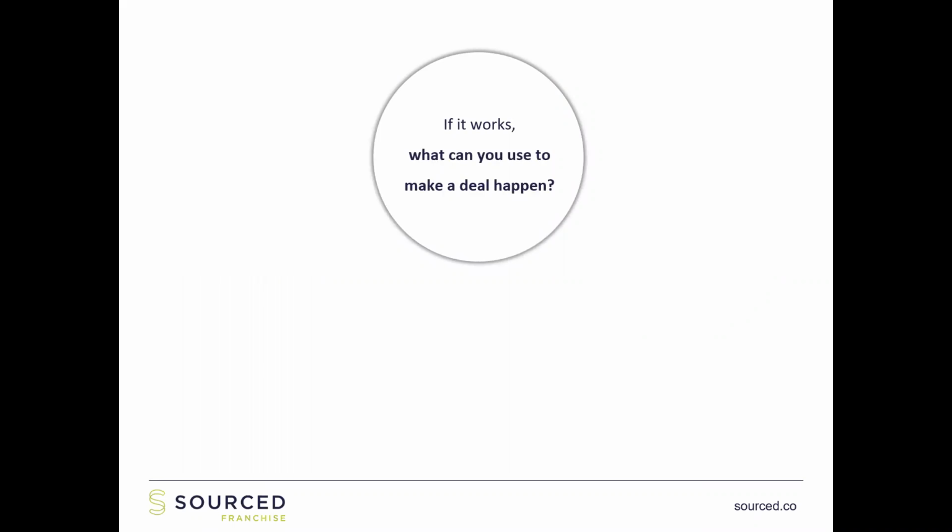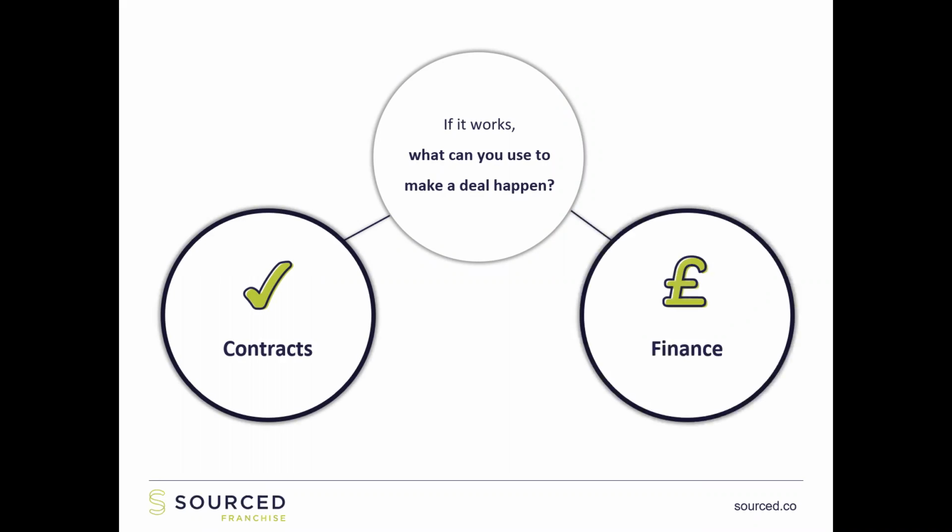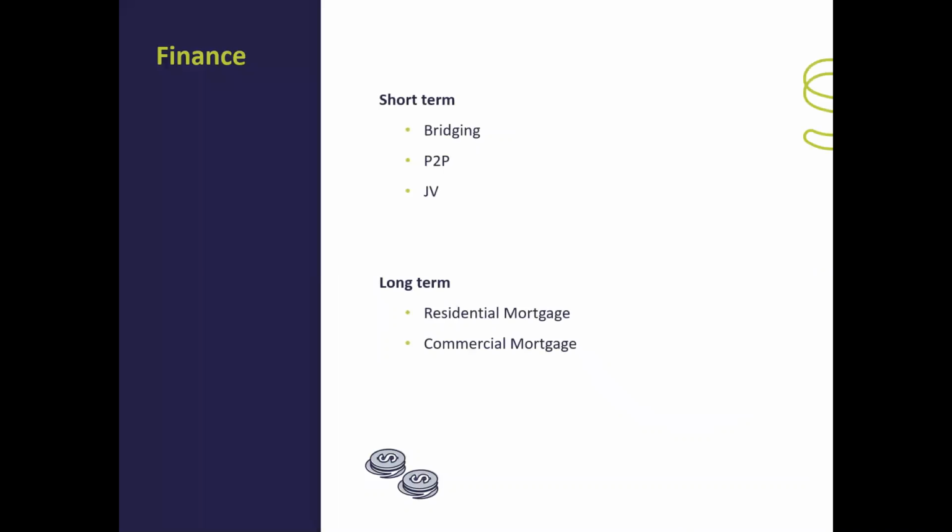So if it works, what do you use to make a deal happen? Like we talked about yesterday, it's contracts and it's finance. A combination of those 2 things will make your deal happen. So if you want to learn about anything, I would learn about what the different contracts are, what they mean and how you can use them, and what the different finance options are, what they are and how you can use them. These are the options.